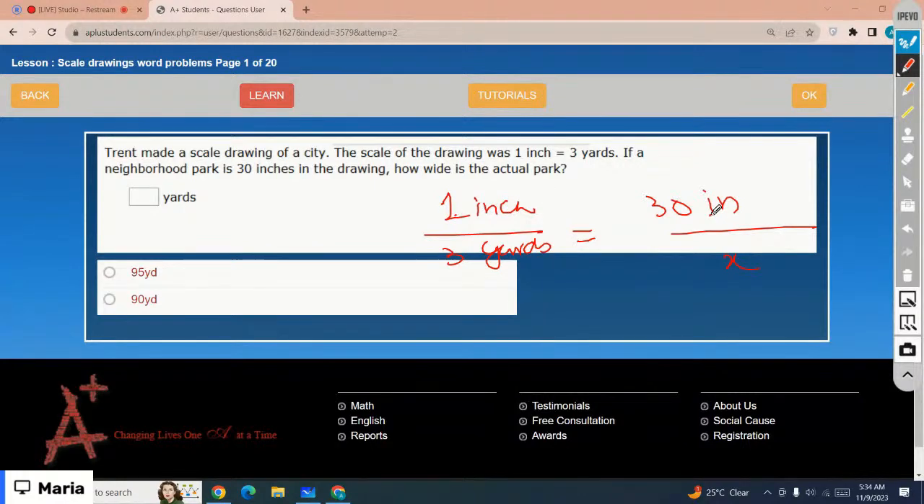So 1 inch to 30 inches. You have to calculate the equivalent. 1 times what number is 30? 1 times 30 is 30, right? So you have to multiply the same factor by the denominator. That would be 3 times 30. So 30 times 1 is 30, you already given, and 30 times 3 is 90 yards. That means 30 inches equal 90 yards. The correct option is 90 yards.